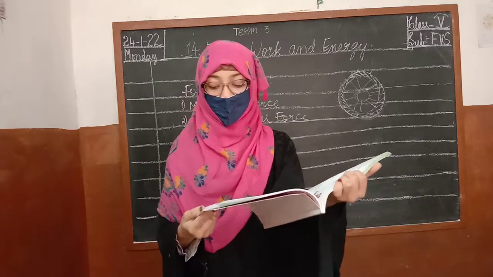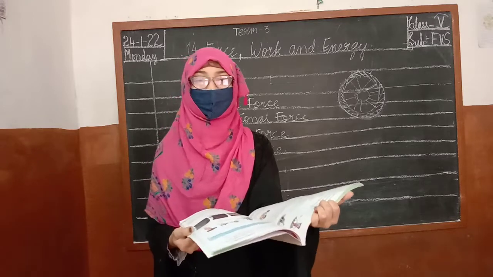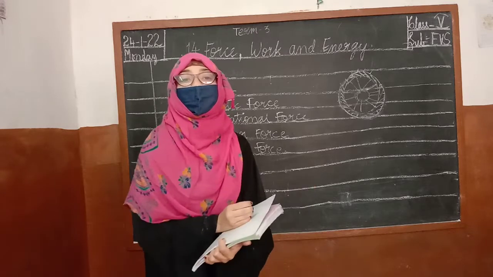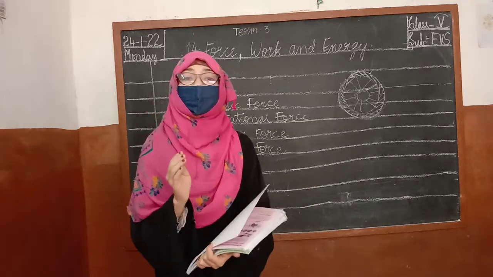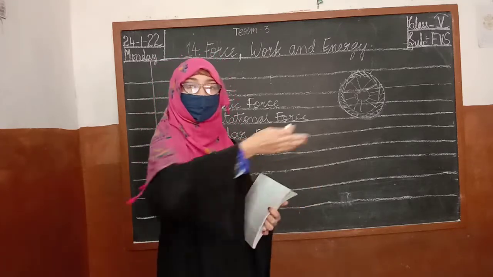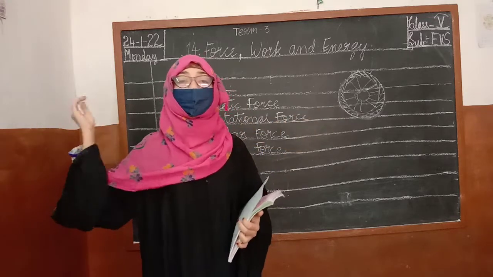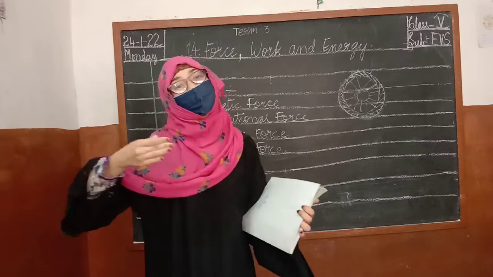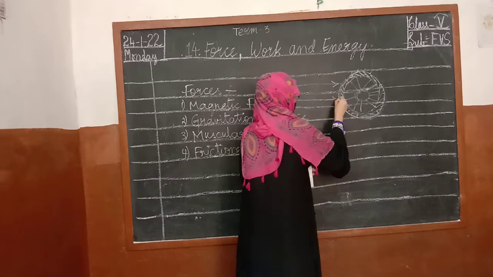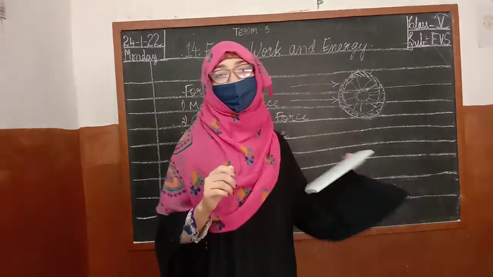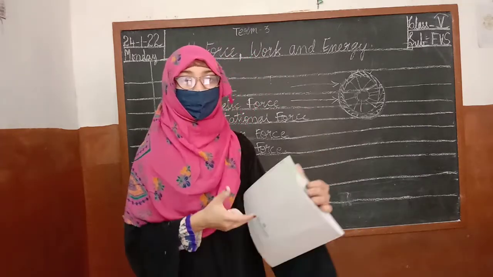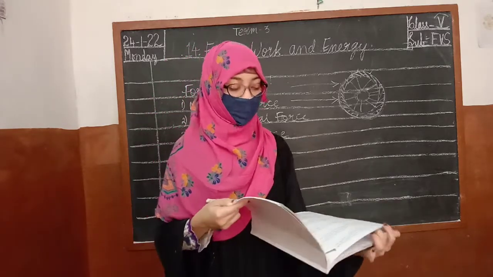Work is said to be done when a force applied on an object makes it move in the direction of the force. What is work now? Work is said to be done when the force and the motion are in the same direction. For example, if the force is applied in this direction, then work is said to be done only when the work and the force are in the same direction. Then only the work is said to be done. If the vehicle moves, then work is said to be done. Understood?